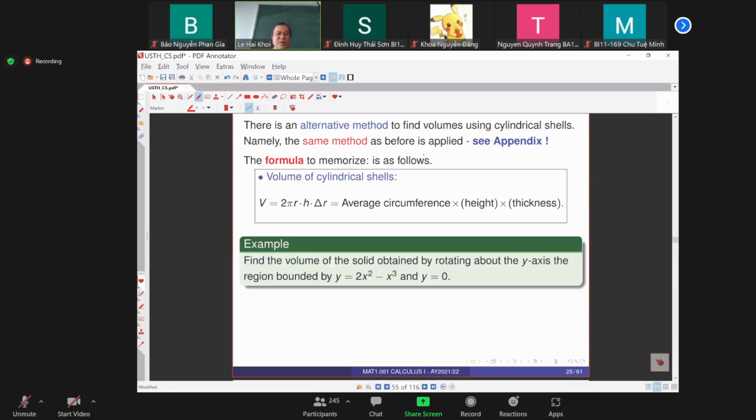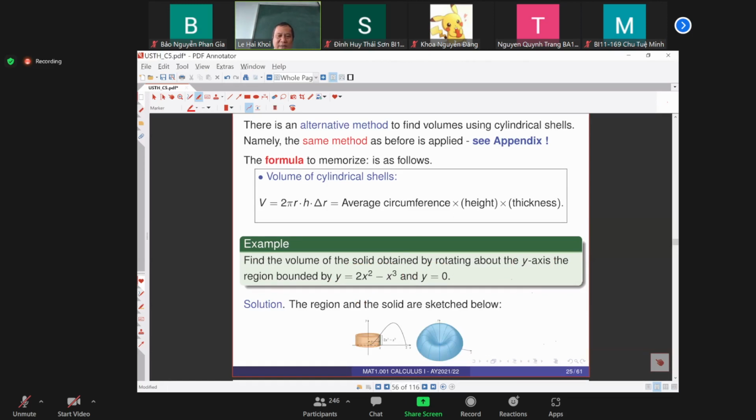Okay? So, for example, find the volume of the solid obtained by rotating about the x-axis. Very important to read this. About the x-axis or y-axis. Here, y-axis. Region bounded by this curve and y equal to 0. So you should know what the graph of this function is, and then you sketch the region. Okay, so here, y equal to 2x squared minus x cubed.